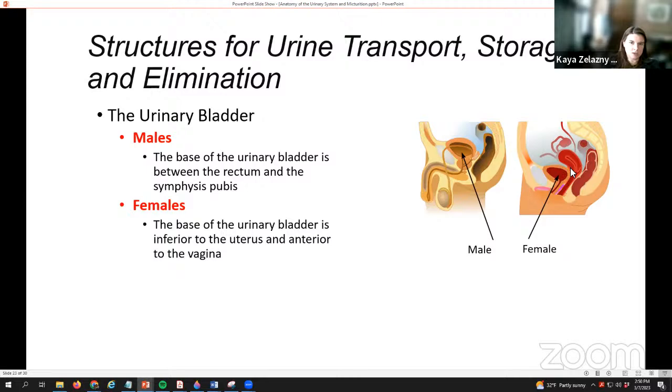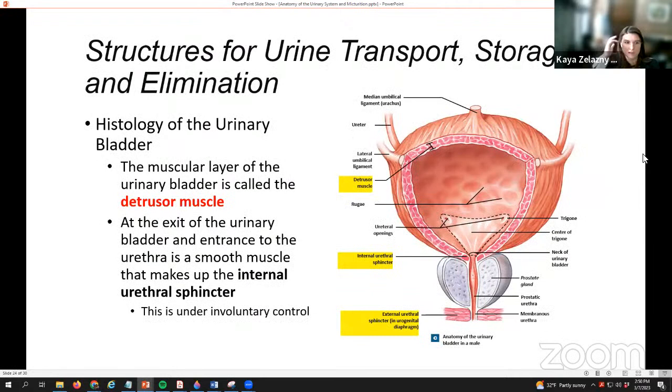Okay. All right. So we're going to talk a little bit about the layers of the bladder. So the bladder is mainly made of muscle. The muscle of the bladder is called the detrusor muscle. Okay. We also have some little small smooth muscles as we exit the bladder. Okay, so the detrusor muscle, it's like the wall of the bladder.